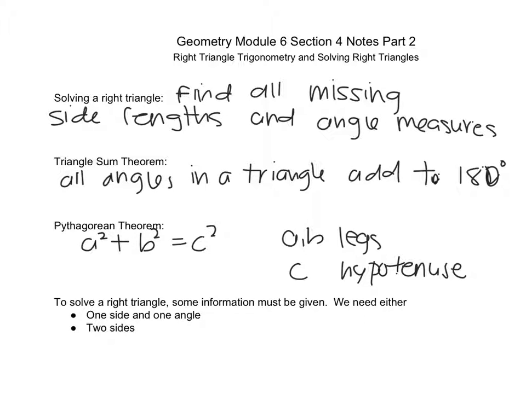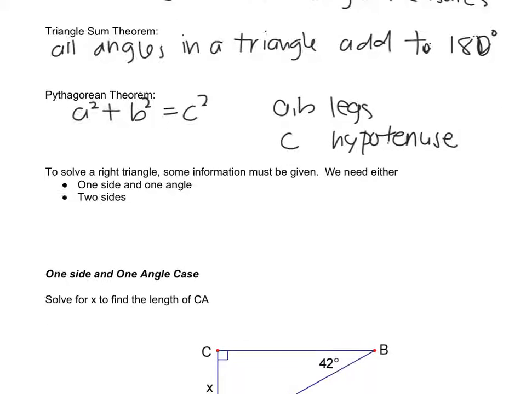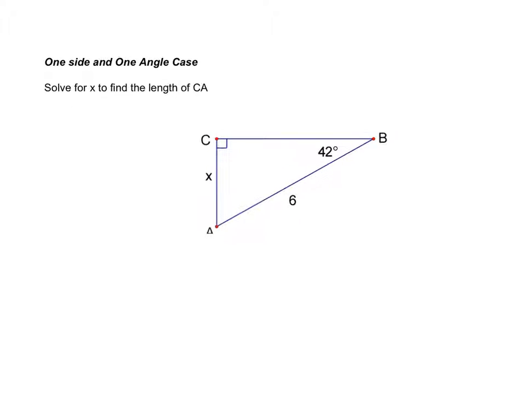But in order to solve a right triangle, some information must be given. So we either have to have one side and one angle initially, or two sides. If we don't have that information, it's impossible to solve a right triangle using the information we have. So let's take a look at the one side and one angle case.